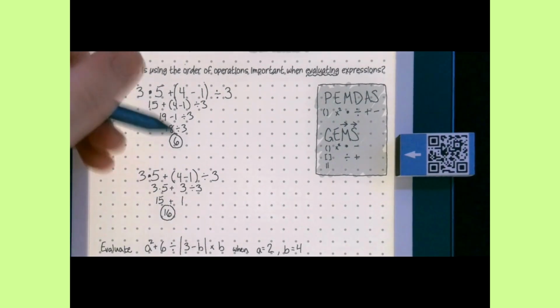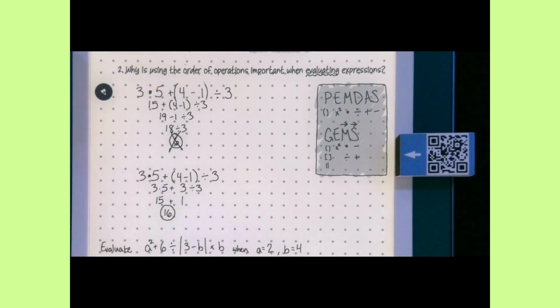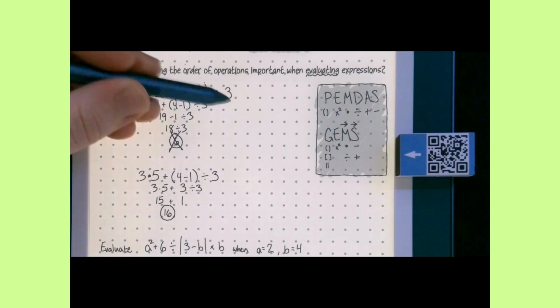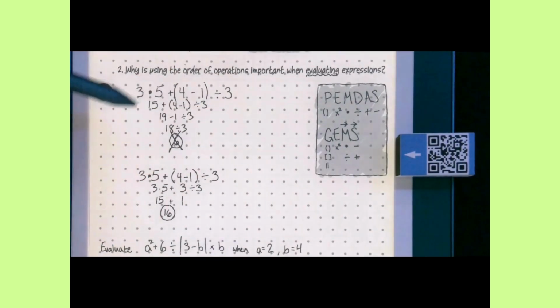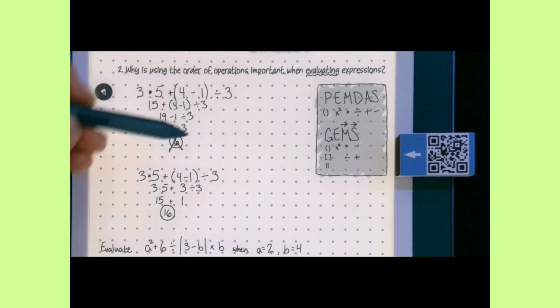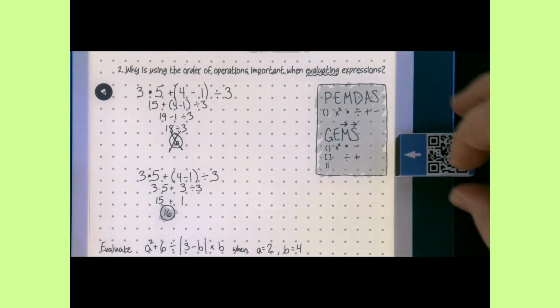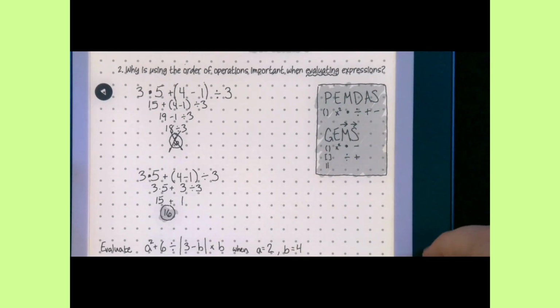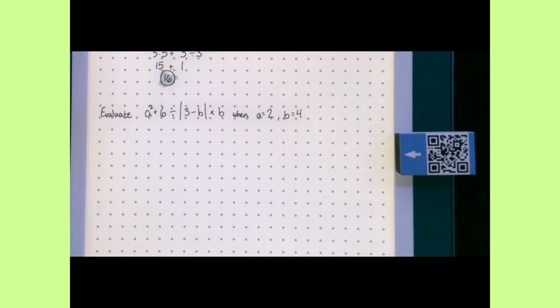So, this is not the way to do it. We just went straight through. We did not follow the order of operations here on the top one when we got 6. This is the correct answer of 16, and you'll see that in our last video as well. Okay, so now let's look at evaluating. Again, that just means do the math.